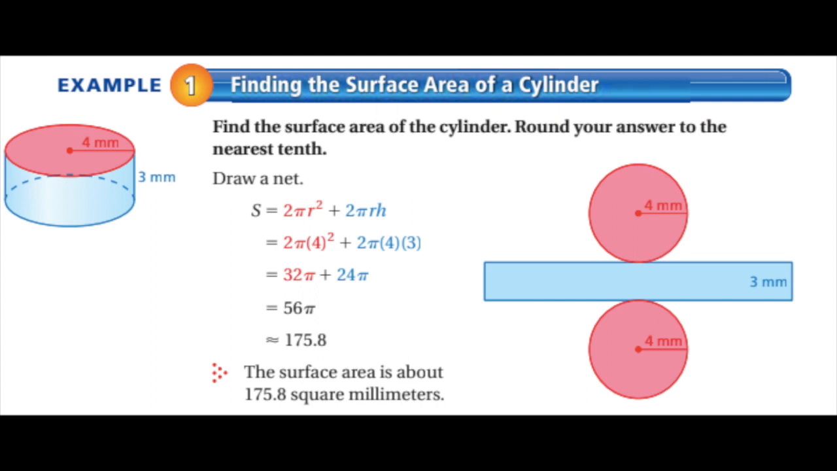Now, looking at this, they bring it down to 32 pi plus 24 pi. What you can do with that is they are like terms. So 32 pi plus 24 pi equates to 56 pi. Once you utilize one of the approximations for pi, which I would use 3.14, you end up with an approximation of 175.8 as the surface area, in square millimeters, for this problem.